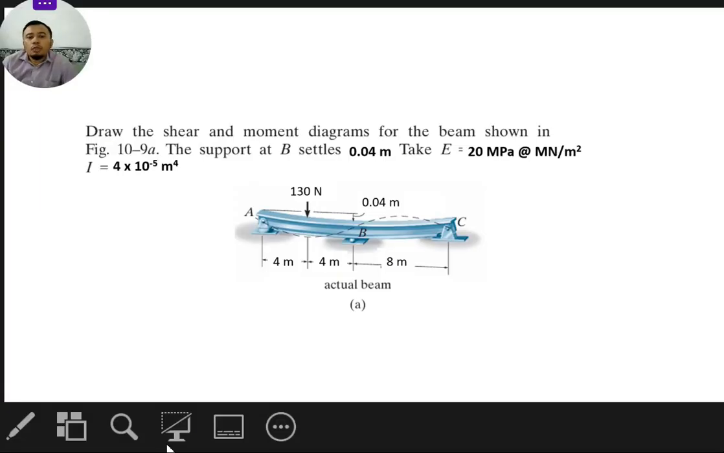Hello guys. So for this second example, the question is: draw the shear and moment diagrams for the beam shown in the figure, where the support at B settles 0.04 meter. Take your modulus of elasticity E equal to 20 megapascal, which is equal to 20 meganewton per meter square. Then your moment of inertia is 4 times 10 to the power of negative 5 meter to the power of 4.